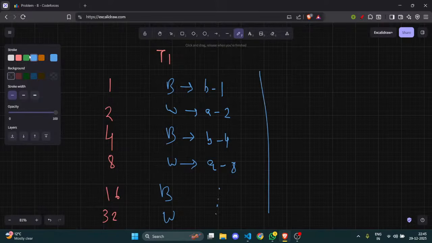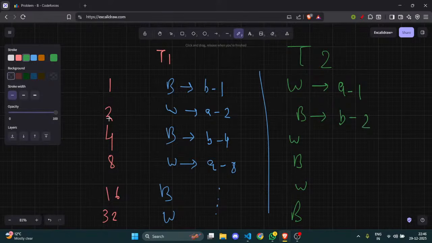Or we can try to make type 2. What is type 2? White, black. So if this is type 2, we can try to make the cake like this. This is a white layer, so it should be painted with white chocolate, so a minus 1. This is a black layer, so it should be painted with black chocolate, which is b minus 2. It requires 2 kgs of chocolate. Now a minus 4, b minus 8, and so on.